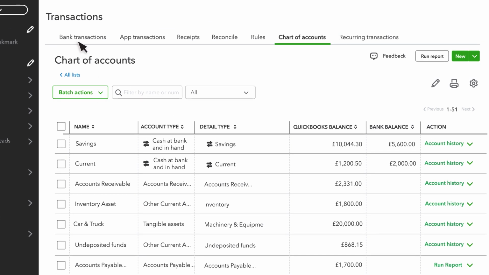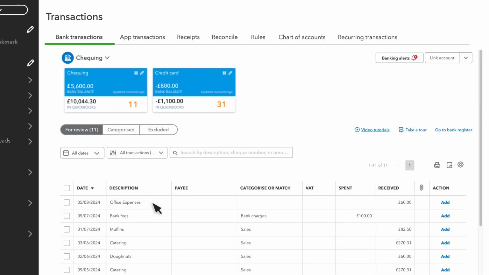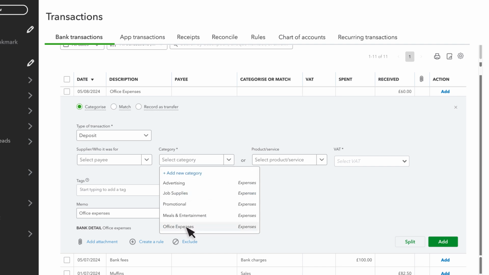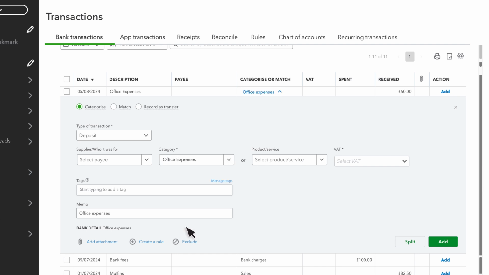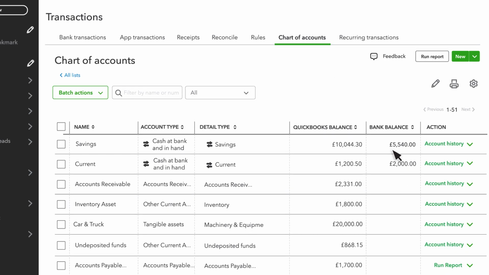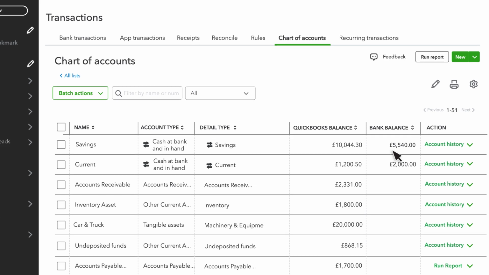Open the Bank Transactions tab. You see a purchase of some staplers for the office. The transaction is already assigned to the correct bank account. You just need to enter the correct category for why you spent the money, office expense, and accept. Back in the Chart of Accounts, the balance for the bank account decreases by what you spent on the staplers.